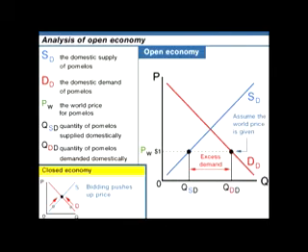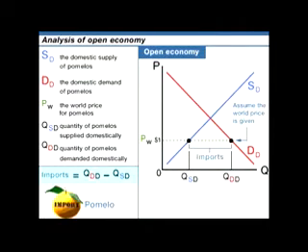How do they do it? They import the difference between the domestic demand and the domestic supply. The difference between these 2 points represents the quantity of pomelos that are imported in equilibrium. In the international trade equilibrium, we don't determine the price.